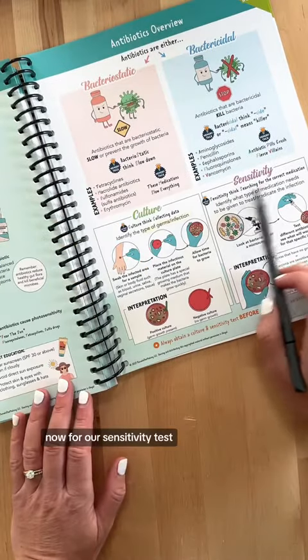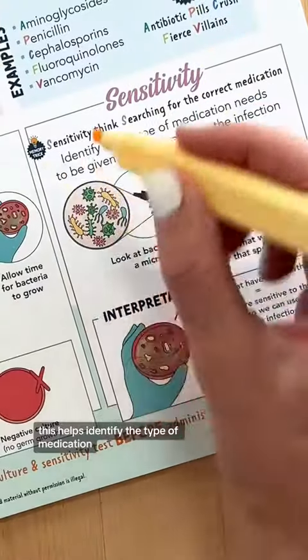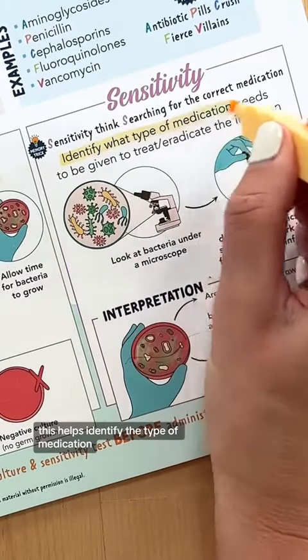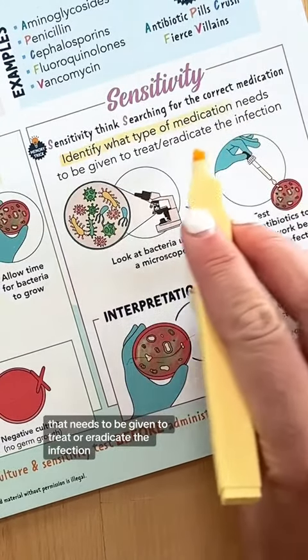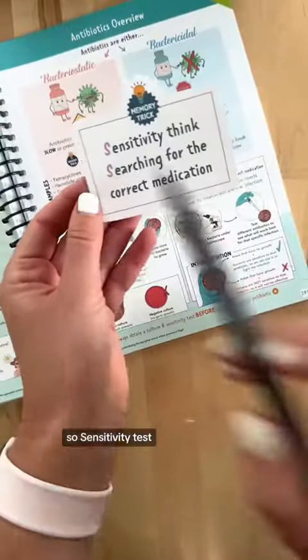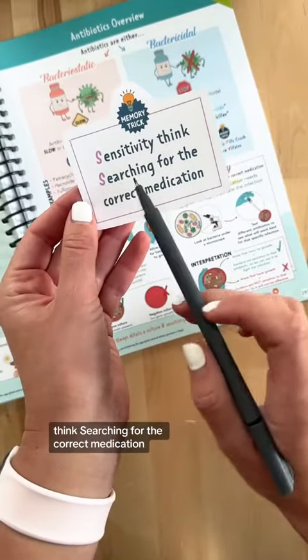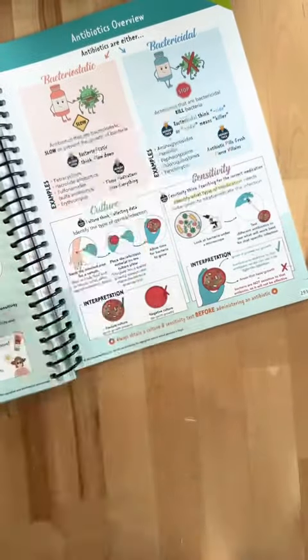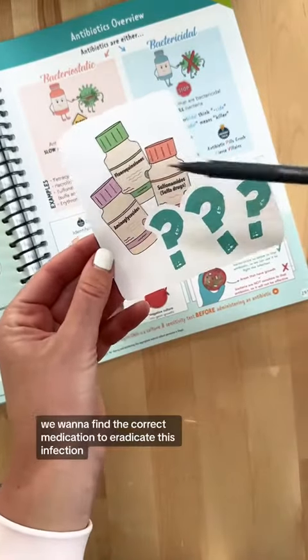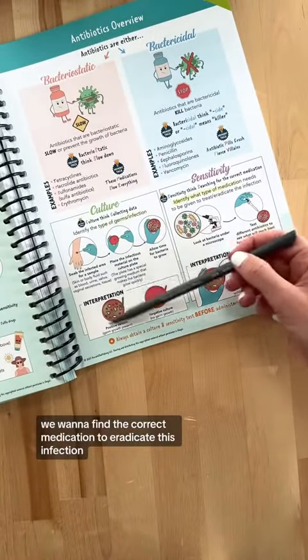Now for our sensitivity test. This helps identify the type of medication that needs to be given to treat or eradicate the infection. So sensitivity tests, think searching for the correct medication. So basically we want to find the correct medication to eradicate this infection.